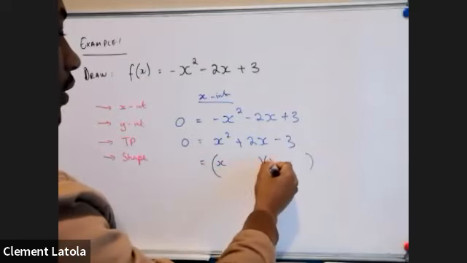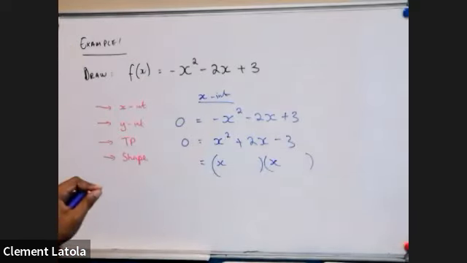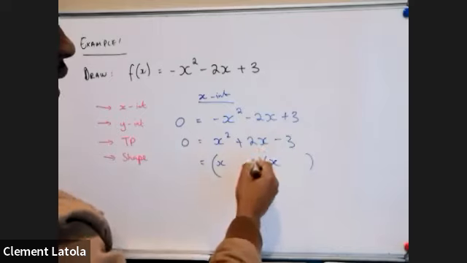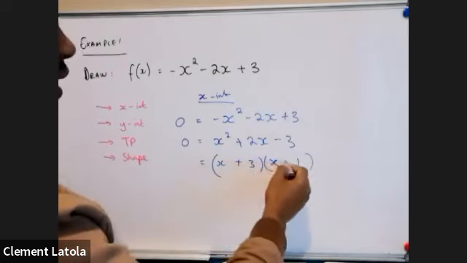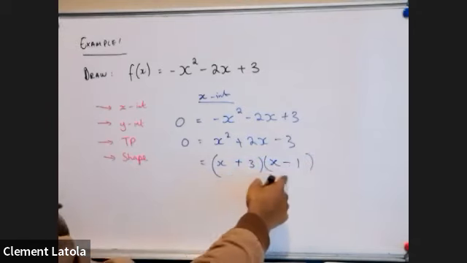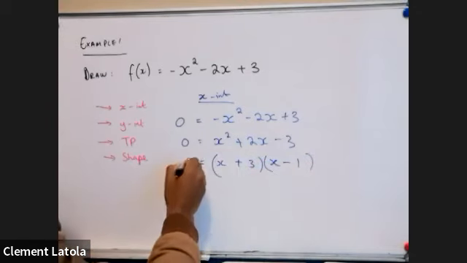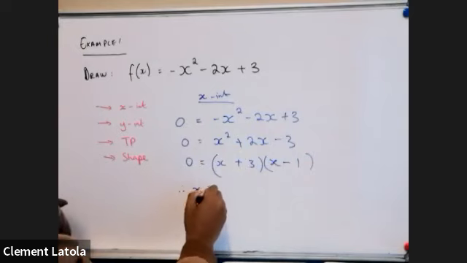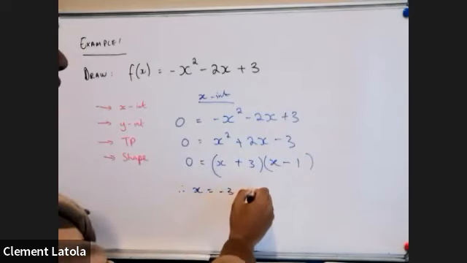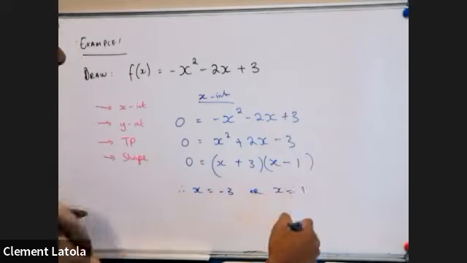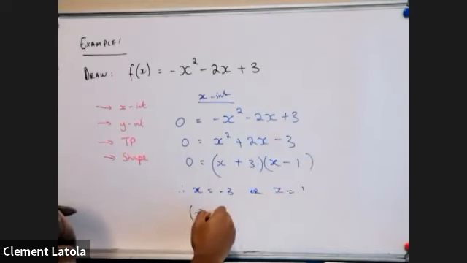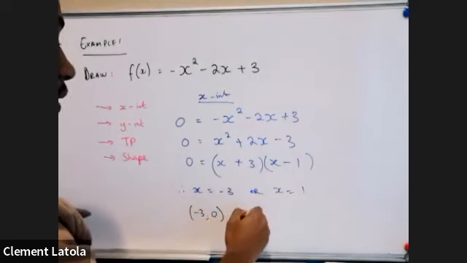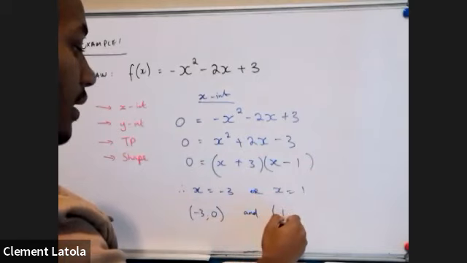So the factors of x squared is just the x and the x. The factors of 3 is only 3 and 1. 3 gets a positive, 1 gets a negative. 3 minus 1 gives us 2, right? And so the answers therefore are negative 3 or positive 1. Okay, so the coordinates for our x-intercepts are negative 3 and 0, and 1 and 0.